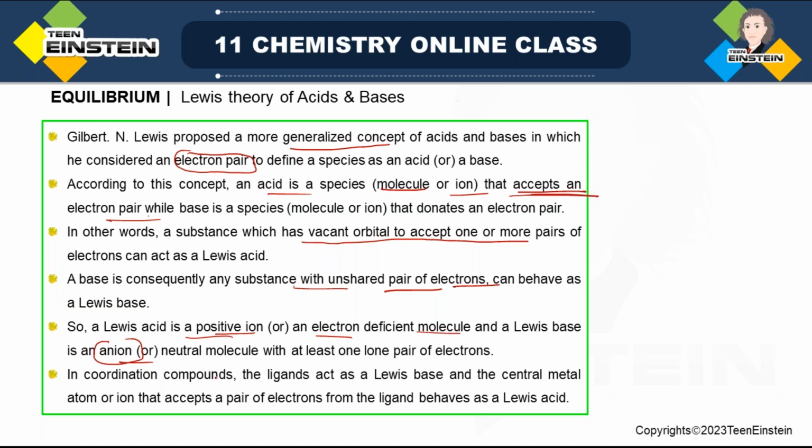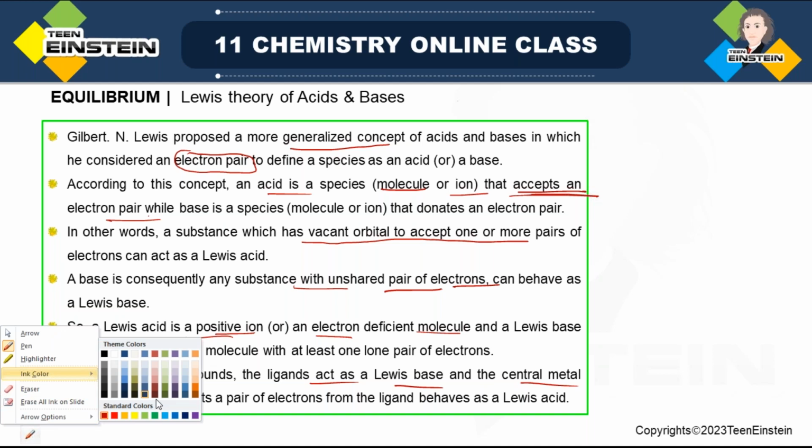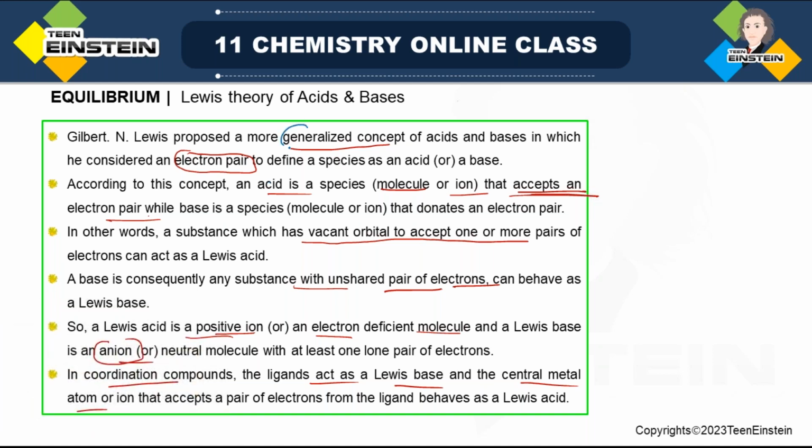Now, in coordination compounds, the ligands act as Lewis bases and the central metal atom or ion accepts a pair of electrons from the ligand. So this ligand is behaving as a Lewis base and the metal is behaving as a Lewis acid. Lewis theory is a very general theory, the most general, so coordination compounds can also be covered in this theory.